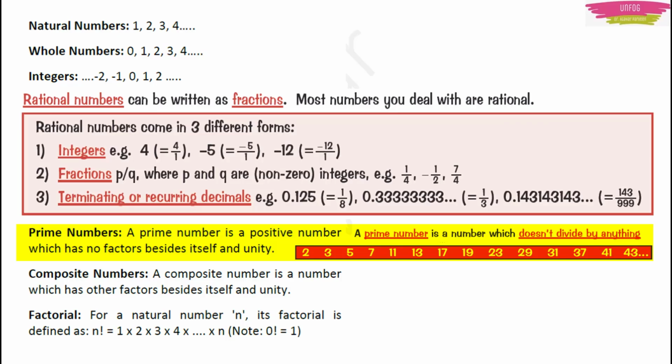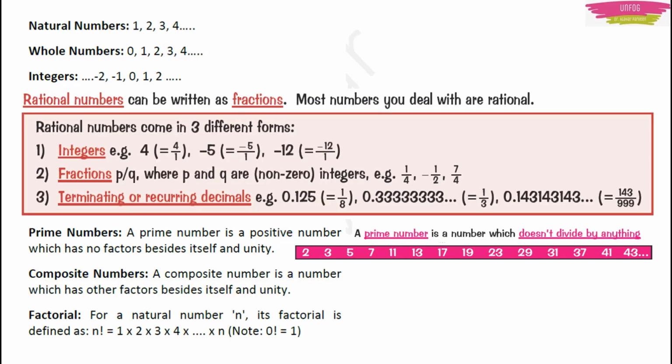Other than prime numbers, whatever numbers remain are known as composite numbers. That means they will occur in your tables, in any of the tables. That means they will have factors besides itself and unity. They will have other factors also. Okay.